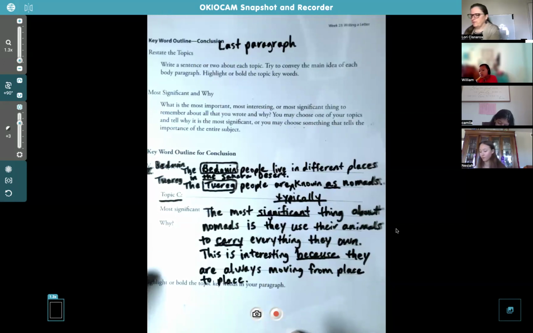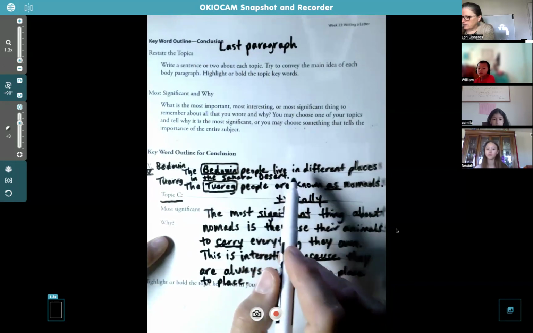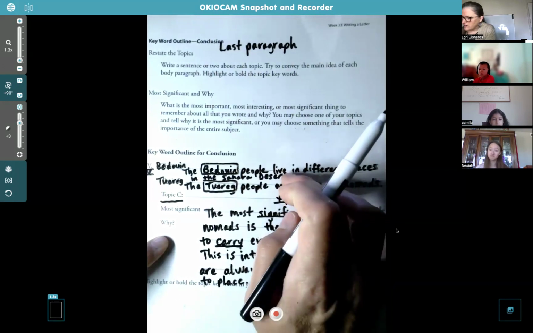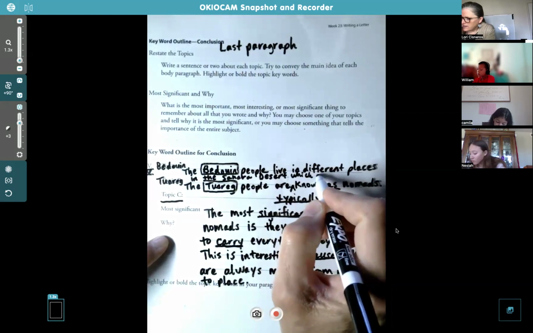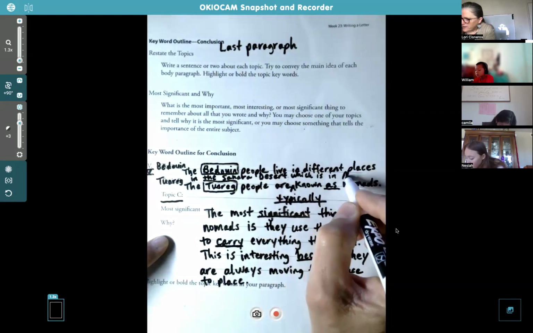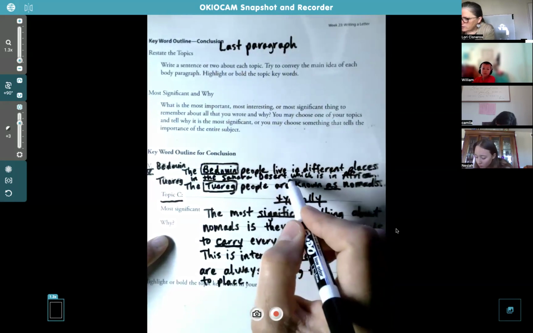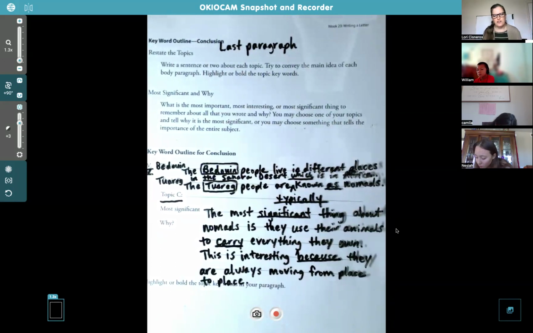Oh, I have one. After here, after we have in the Sahara Desert, we could put which is in Africa, because that's where the Sahara Desert is, right? Which is in Africa. Squeeze it in. I know there's not much space here. Now we already have all your dress ups. So all you have to do is basically copy this for your last paragraph, which is your conclusion.